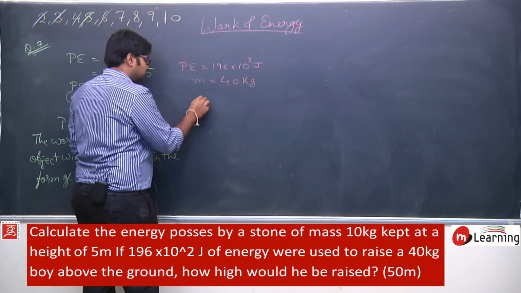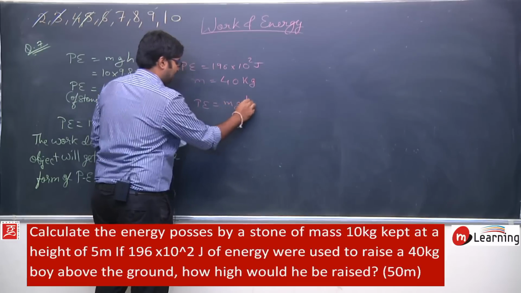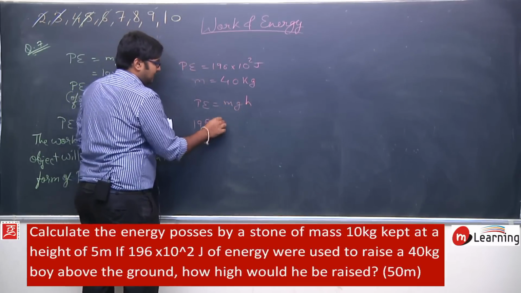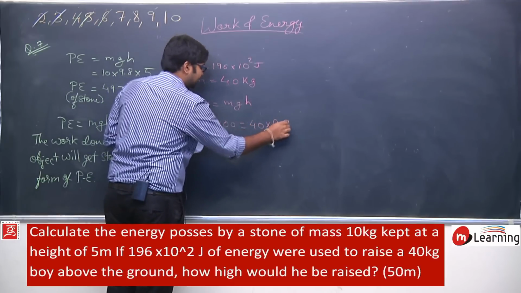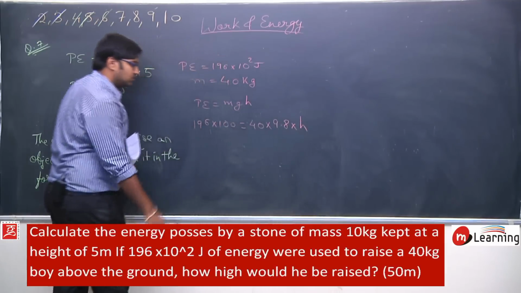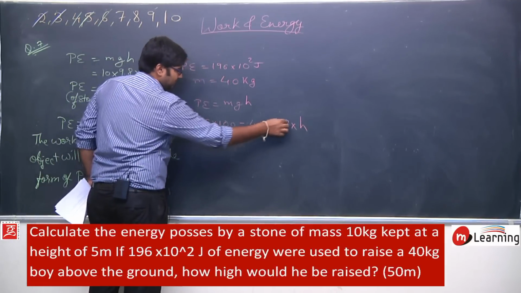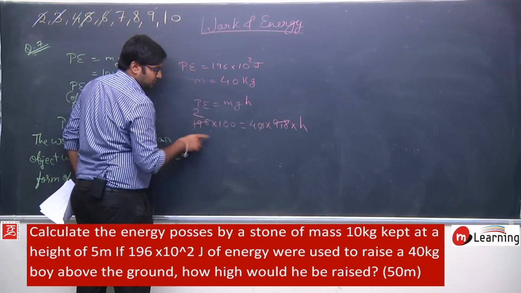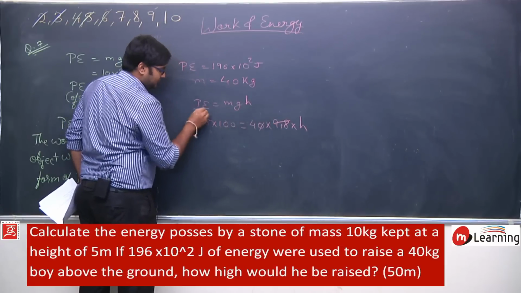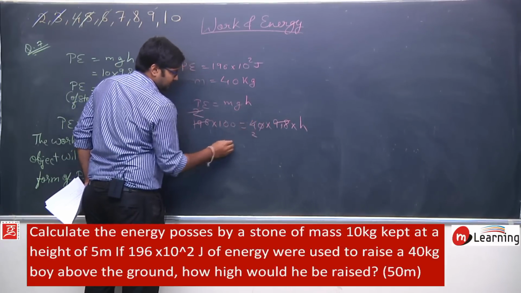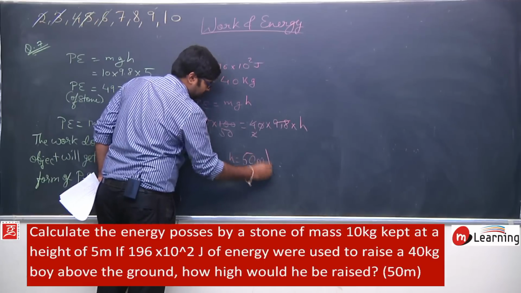Okay, now by applying mgh, potential energy is equal to mgh. PE is 196 into 100 is equal to mass 40, g is 9.8, and h I have to calculate. So I can see that this 0 and this decimal will get cancelled. 196 is 2 times 98, and so on, and this is 50. So h will come out to be 50 meters.